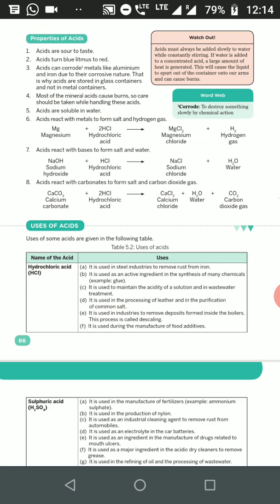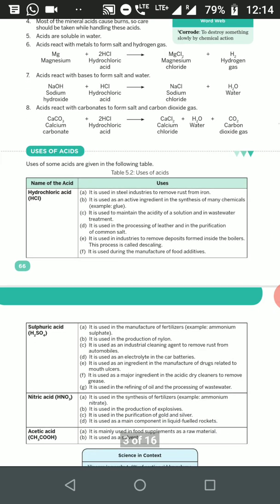It is used as an industrial cleaning agent to remove the rust from the automobiles. To remove the rust from the automobiles, we use acid. It is used as an electrolyte in the car batteries. In car batteries, we use the acid. Even in the inverter batteries, we use acid.